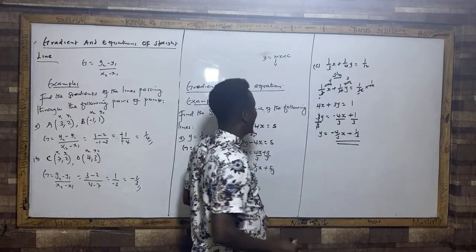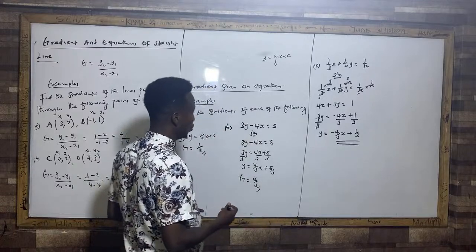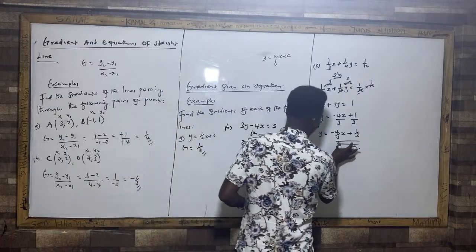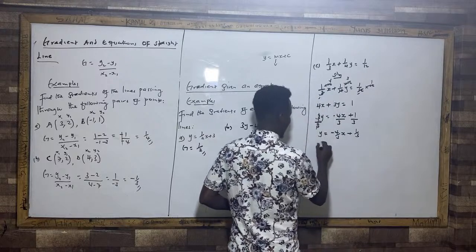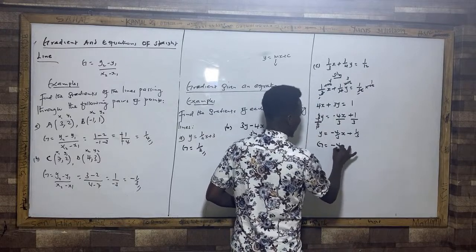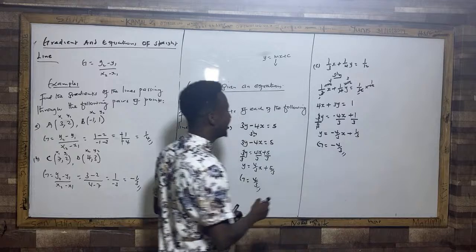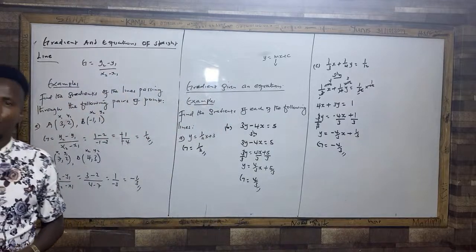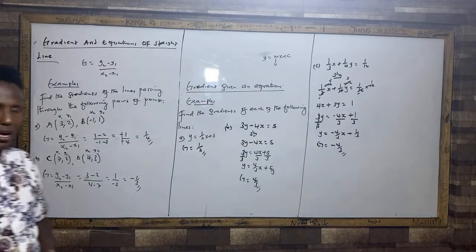So look at this one now. What are we expected to get? The gradient. So we are going to say gradient is equal to negative 4 out of 3. That is the final answer for your information.